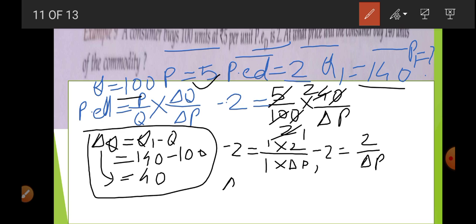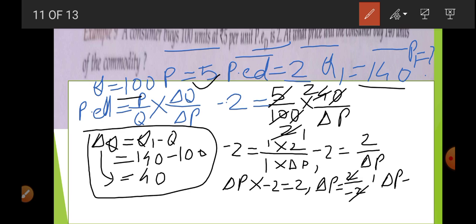Now del P multiplied by -2 is equal to 2. In this way del P becomes equal to 2 upon -2. So what will be the value of del P? It will be -1. Now what do we have to find out? The new price.